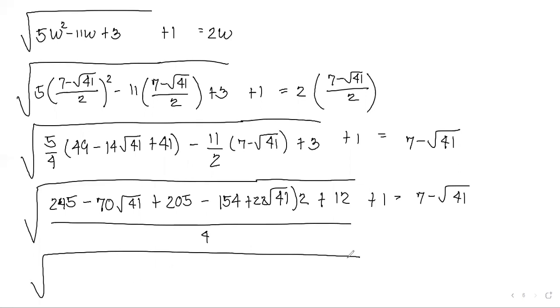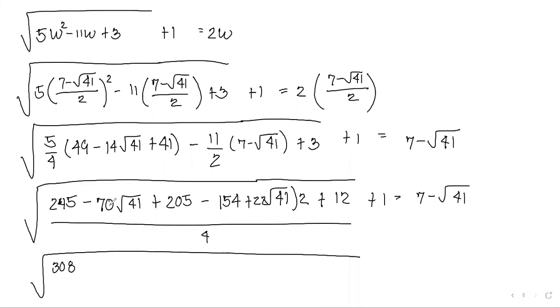So, 245, constants muna tayo, plus 205, minus 12. Yan lang, di ba? 438. Minus 70. Wait lang. Check ko nga. 245. Kulang ako. Plus 205 minus 154 pa nga pala. Plus 12. My bad. 308. Should be 308. Ayan, 308.